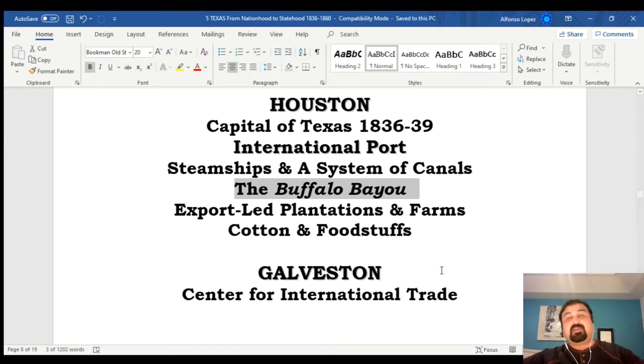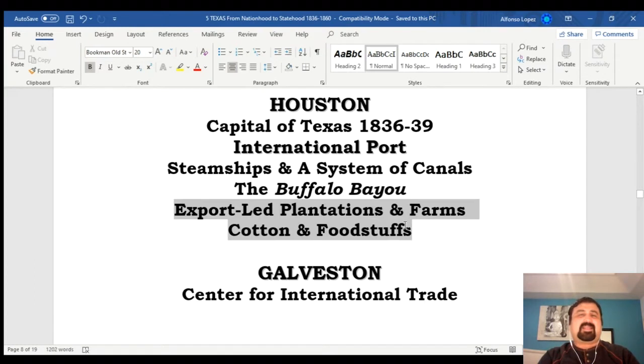The bayous are large canals or ditches where the water, particularly when it rains in Houston, is channeled away from the city into the ocean, by the way. But previously, during this time, there were canals that people used to ship cotton. The Houston area was surrounded by hundreds of plantations, the vast majority of them cotton, with few exceptions.